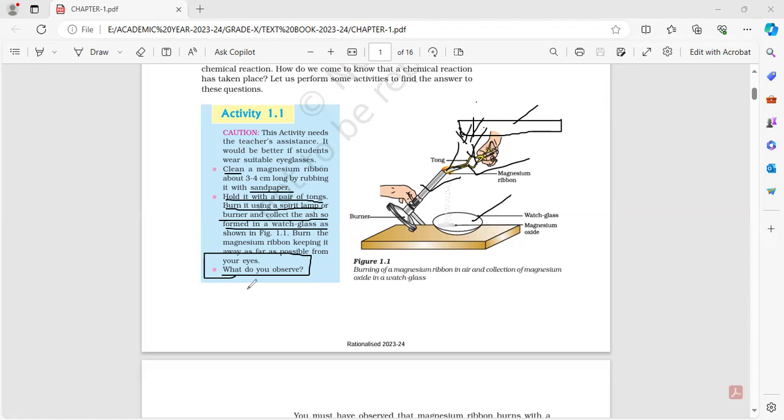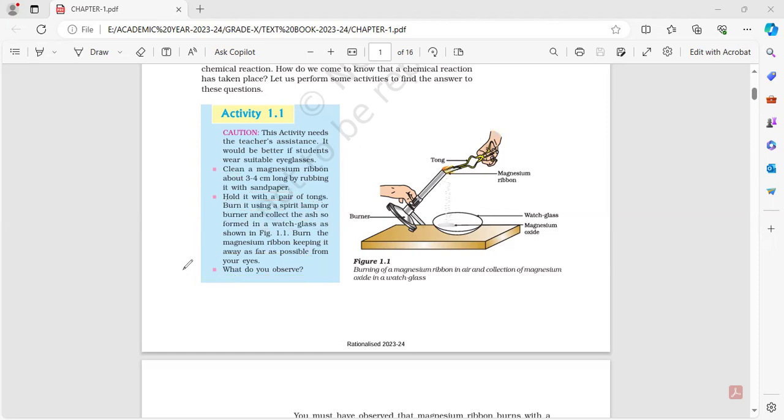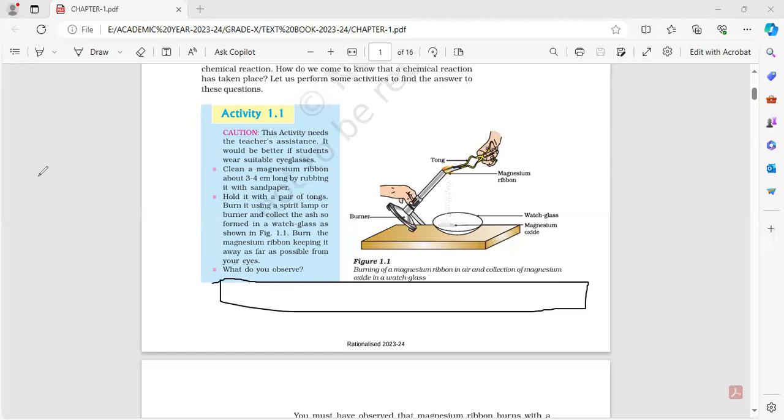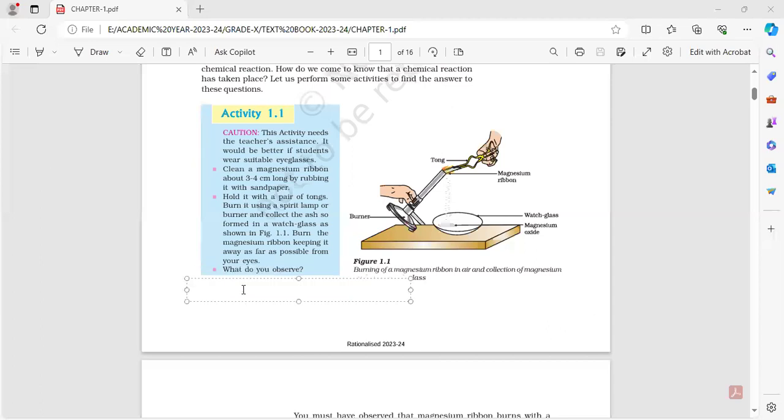It is asking, what do you observe? Tell me, any idea? We do not get any idea because we did not do the activity. When we do the activity, what we observe I am going to write here. You also please note down the same here, because you have the space provided. Note down whatever changes we observe.